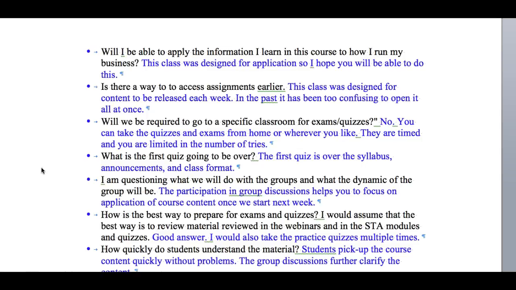I'm questioning what we will do with the groups and what the dynamics of the group will be. Well, the participation in the group discussions helps you to focus on application. It'll help you to learn the course content. I'm hoping that you'll have a really positive dynamic in your groups, and the more seriously you take it, the more you help everyone learn.